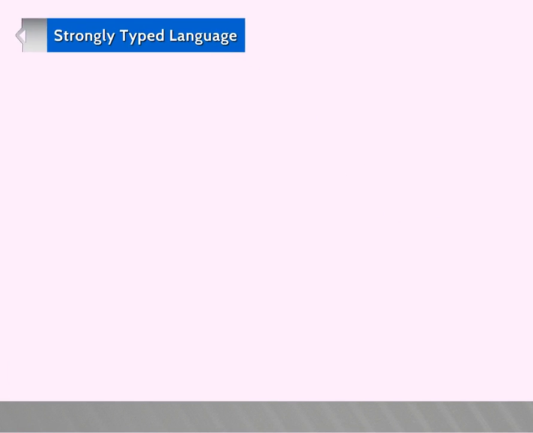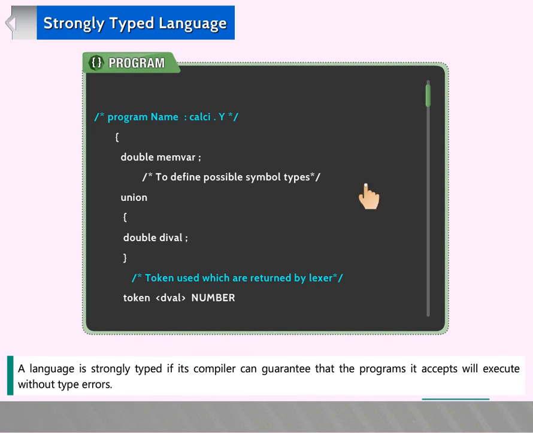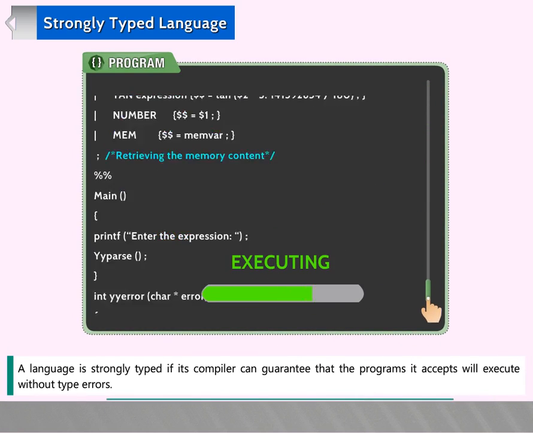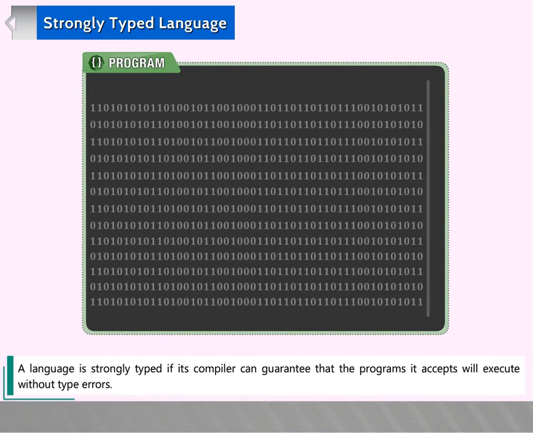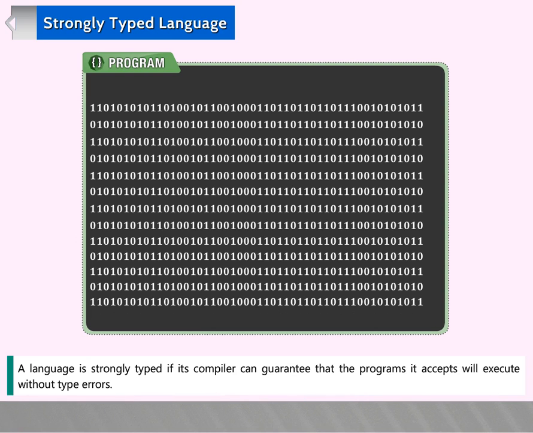Strongly typed language. A language is strongly typed if its compiler can guarantee that the programs it accepts will execute without type errors.